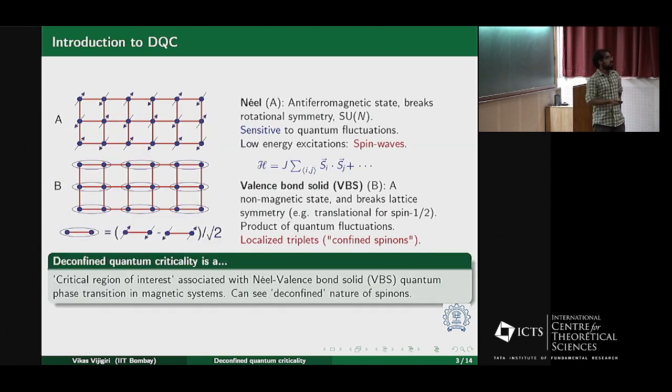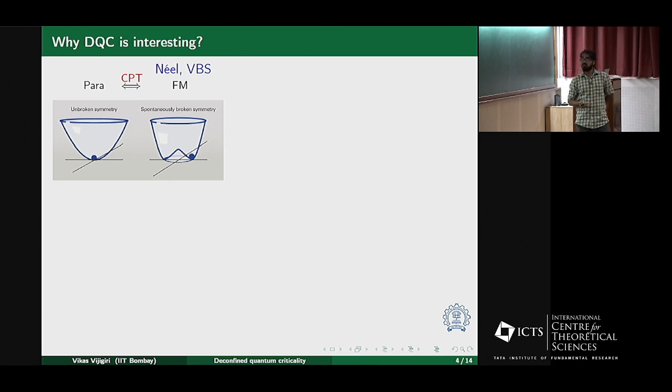So deconfined quantum criticality is all about the critical region between this Néel to VBS transition, the critical region of interest associated with the Néel to VBS transition in these magnetic systems, where you can actually see the deconfined nature of spinons in this region. But the question is why it is so interesting.